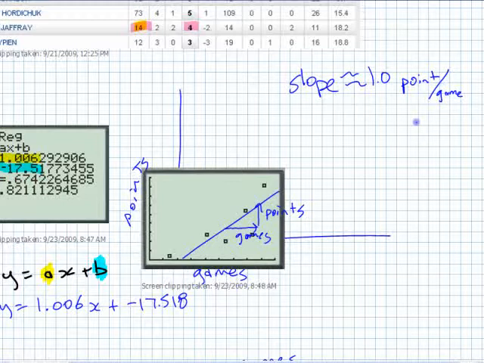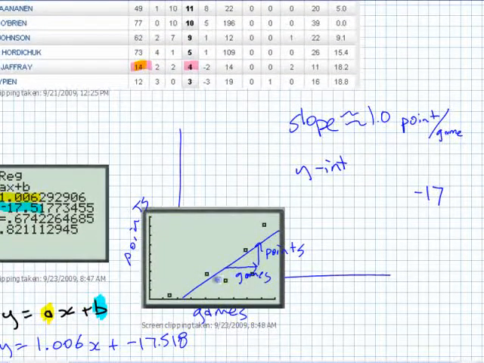Okay, points per game. The Y-Intercept doesn't make a whole lot of sense in this case because it's negative 17. Based on the players that we have, if you worked your way backwards to 0 games, you'd score negative 17 points, which is obviously impossible. So that number is not entirely useful, but the Y-Intercept is the starting value, what you would have at 0.